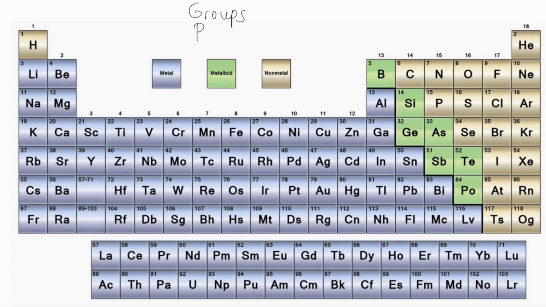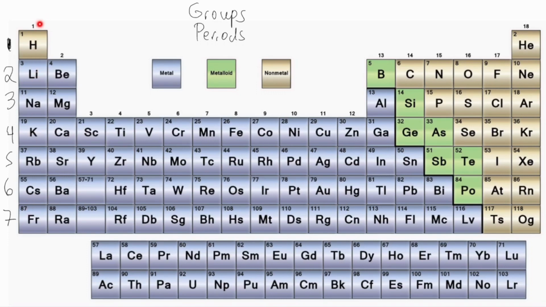The second concept that you should know is that of periods. Periods in the periodic table are the horizontal rows. So period 1 is hydrogen and helium, period 2 lithium through neon, period 3 sodium through argon, and so on, all the way through period 7. Let's talk about the different groups in the periodic table.